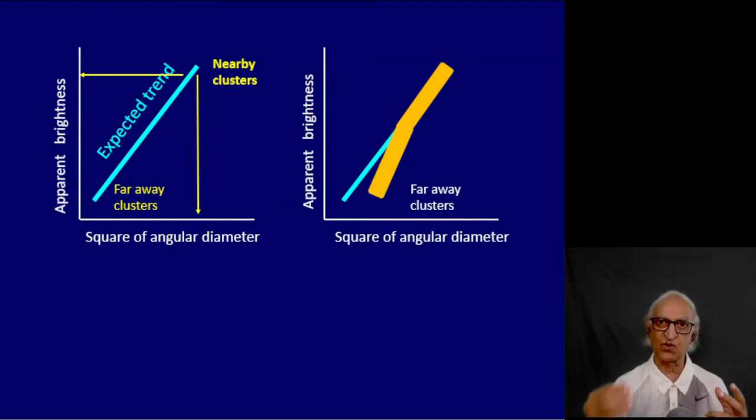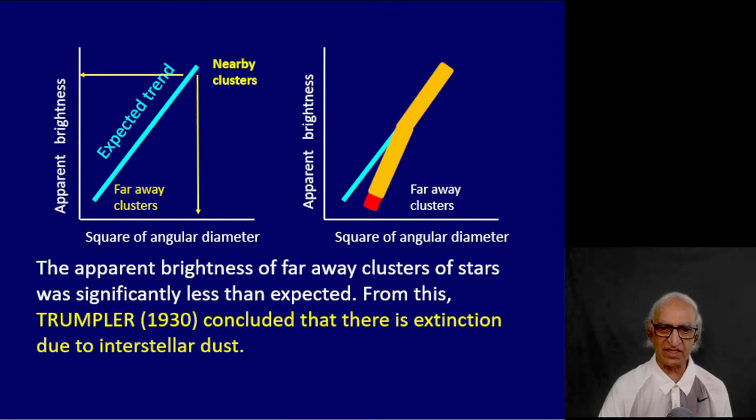Then, as you look at farther and farther clusters, the apparent brightness deviated from what you would expect from the simple inverse square law, and the very far away clusters were in fact slightly reddened. This is what observations showed: the apparent brightness of far away clusters was significantly less than expected from the straightforward inverse square law.